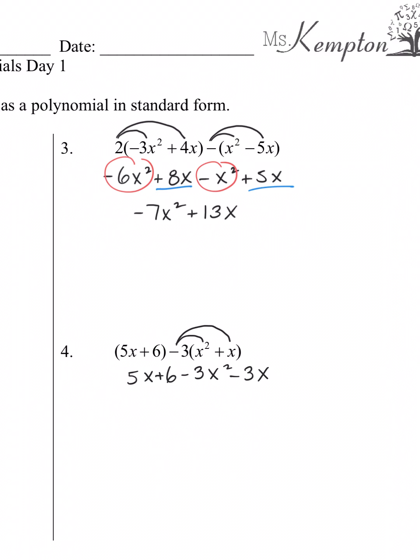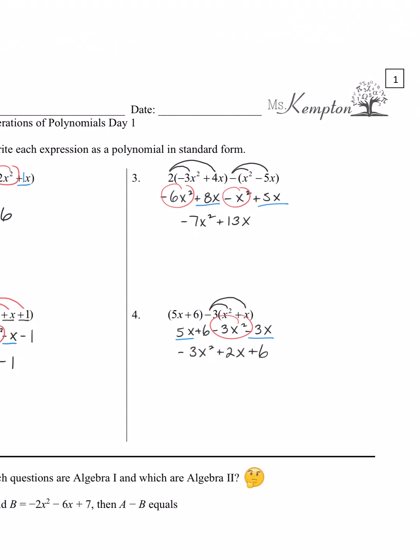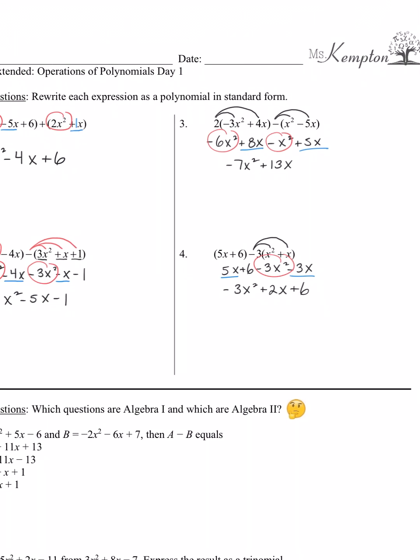All right, we only have 1x squared, so we're going to go ahead and put that first. That's called standard form. It just puts the highest exponent first. Then we have a 5x and a minus 3x. That gives us a 2x, and then we have that 6 at the end. All right, so those are the 4 practice problems.